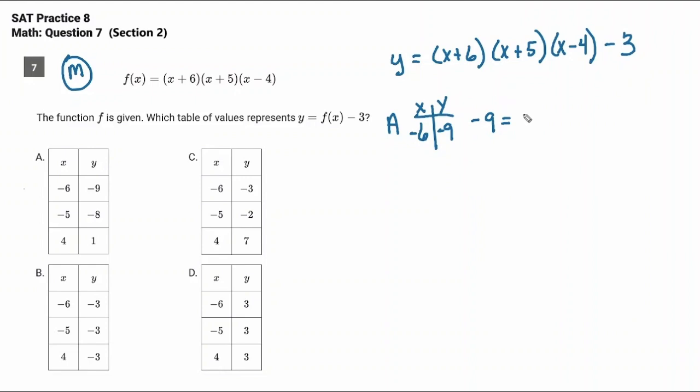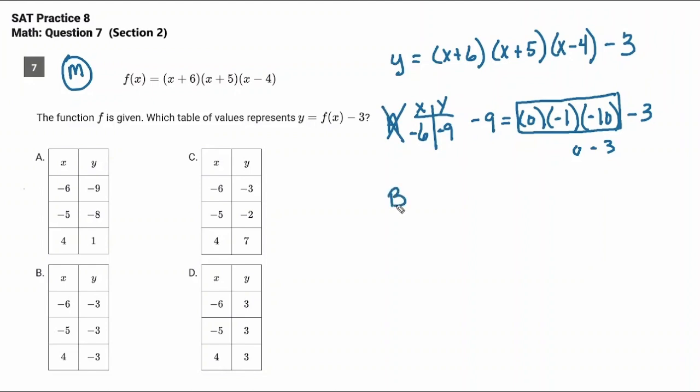-6 plus 6, what is that? That's 0. Times -6 plus 5, that's -1. Times -6 minus 4, what's that? -10. Minus 3. Okay, what is all of this? It's just 0. 0 times anything is 0. So it's 0 minus 3, which is -3. Does -9 equal -3? Doesn't. So A is gone because we found something that didn't work.